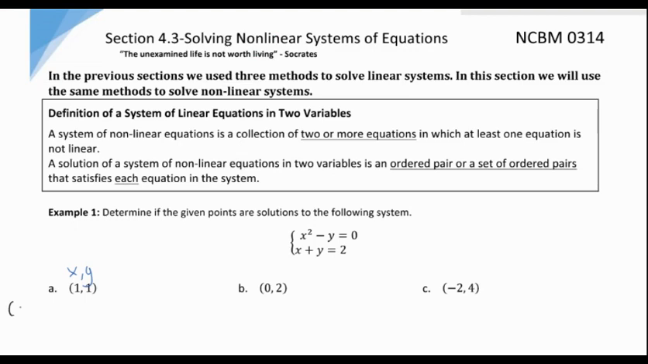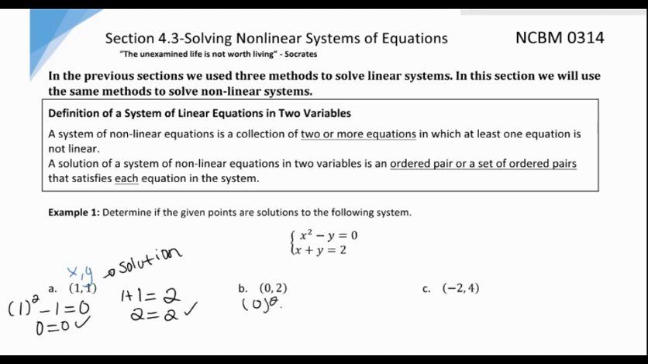We have 1 squared minus 1 equals 0. 1 squared is 1 times 1. Minus 1 is 0. 0 equals 0. Yes. We need to check the second equation as well. So 1 plus 1 equals 2. 2 equals 2. Yes. So this point is a solution. Let's take a look at B.